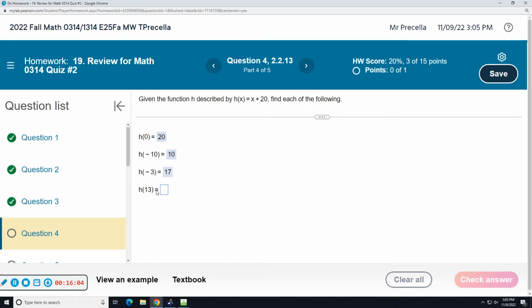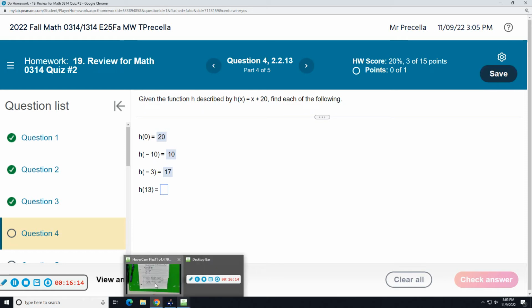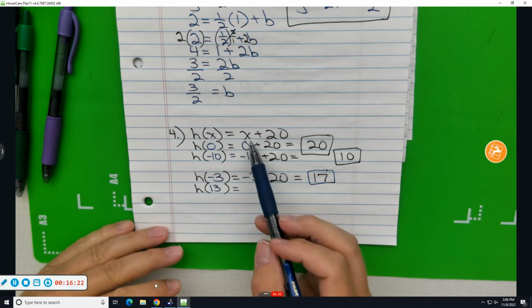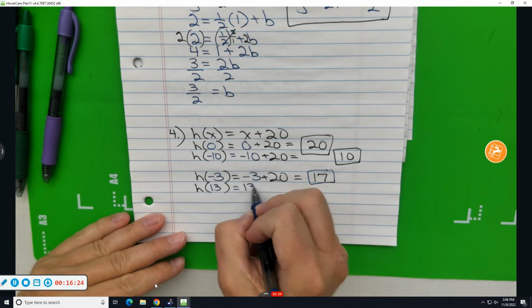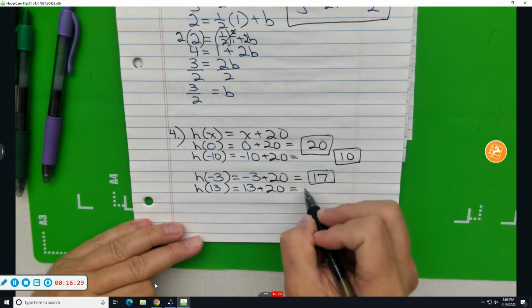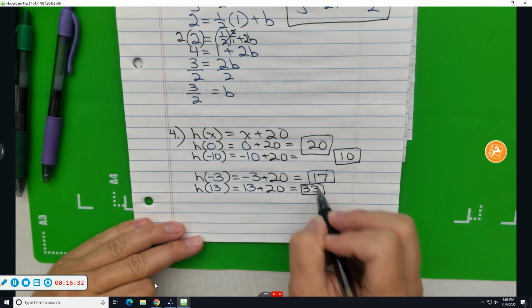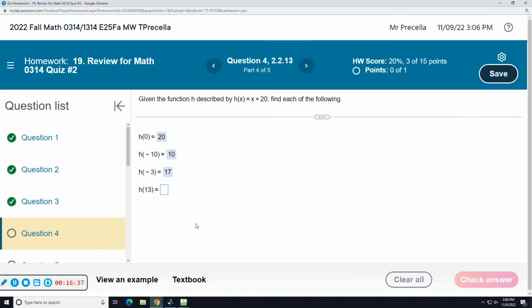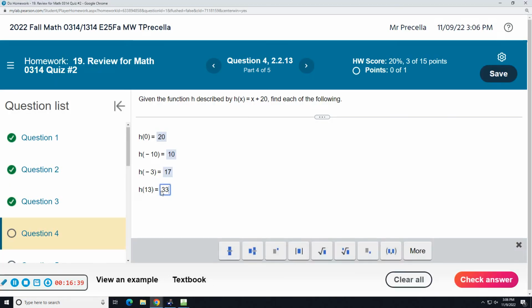H of 13. H of 13 says go to my function h, and wherever I see a variable, replace it with 13. So instead of x plus 20, we have 13 plus 20, which gives us a 33.